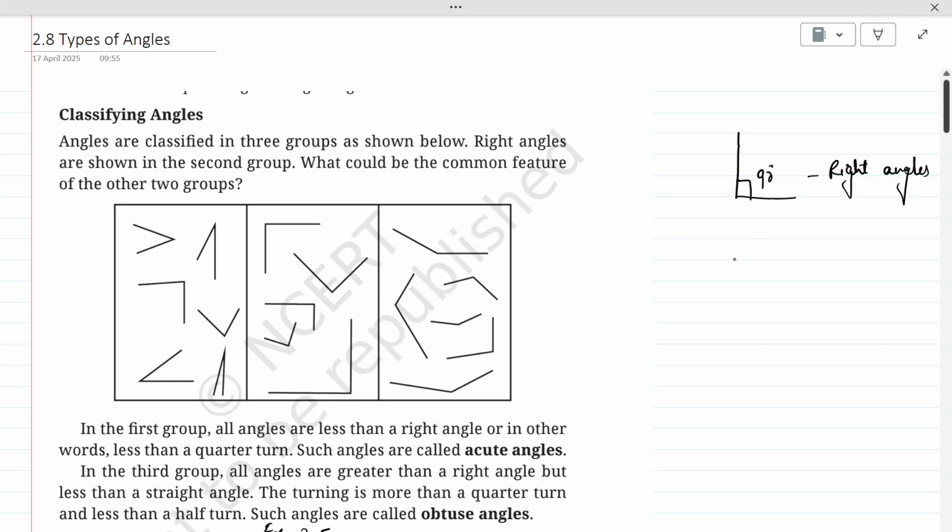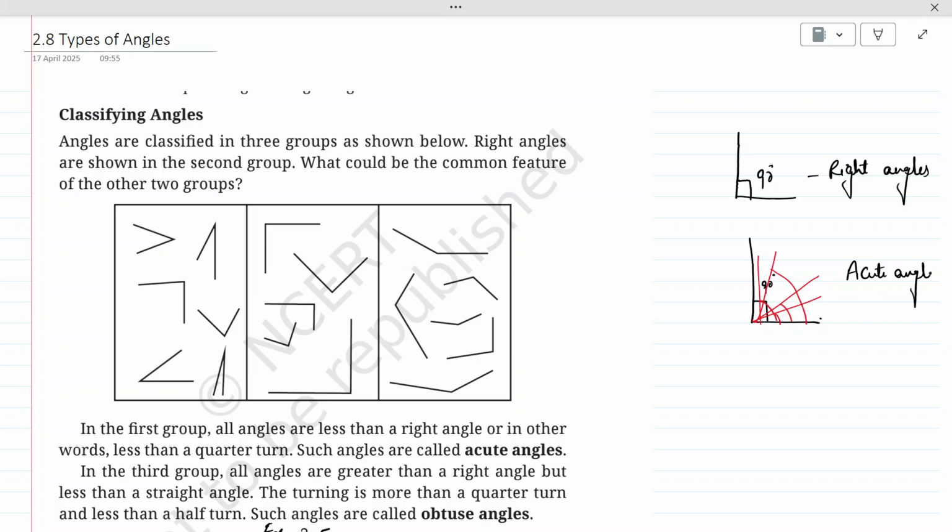Now the angles which are lesser than this 90 degree angle, so supposedly this is a 90 degree angle, all the angles which are less than this 90 degree angle, which fall in this portion. Example, I am marking with colored lines like this angle, this angle, this angle. All the angles which are less than 90 degrees, they are called acute angles.